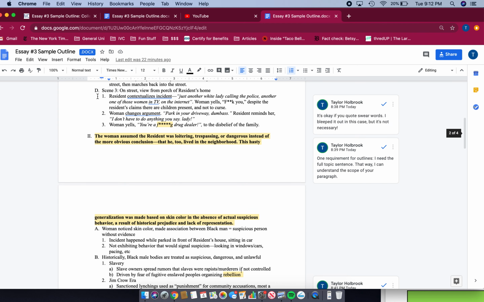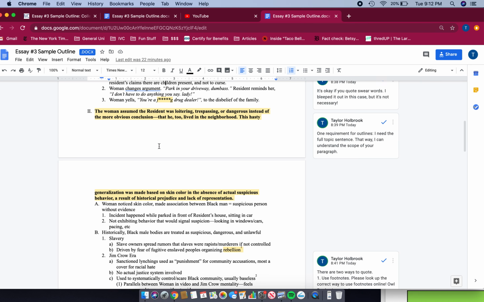So I structured mine mainly based off of the fallacies that I saw, and I saw a couple. It only hit about, I don't know, maybe 4 or so. And so the first one I noticed was hasty generalization. So I said that the woman assumed the resident was loitering, trespassing, or dangerous instead of the more obvious conclusion that he too lived in the neighborhood. This hasty generalization was made based on skin color and the absence of actual suspicious behavior, a result of historical prejudice and lack of representation.